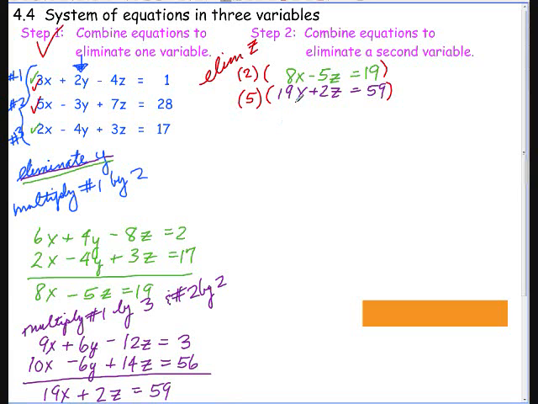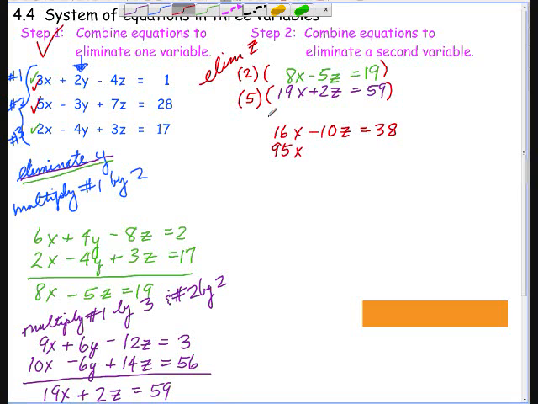When I multiply this one, I get 16x minus 10z equals 4. Oh, not 40. Come on. 20 times 2 would be 40. I've got 19 times 2, so it's going to be 38. Now 5 times 19. 5 times 20 would be 100. This is 5 less, so 95.